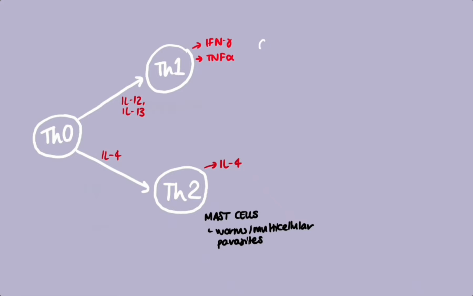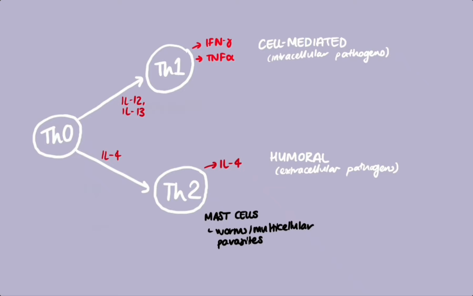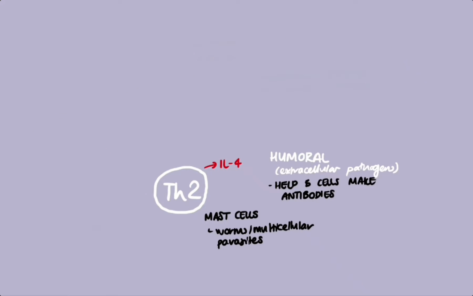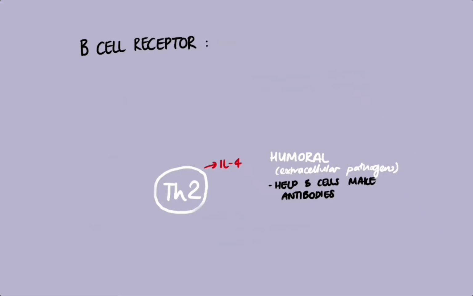For example, mast cells make a lot of IL-4 and they respond to worms and multicellular parasites. Th1 cells are involved in cell-mediated immunity, whilst Th2 cells are involved in humoral immunity. Cell-mediated is where you're talking about intracellular pathogens, whilst humoral is extracellular, and that involves B cells. And so let's talk about B cells.